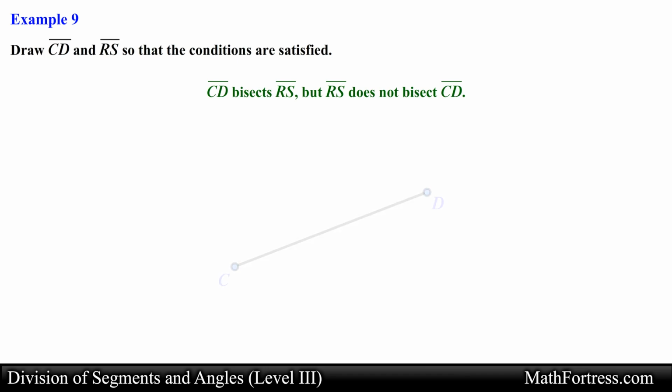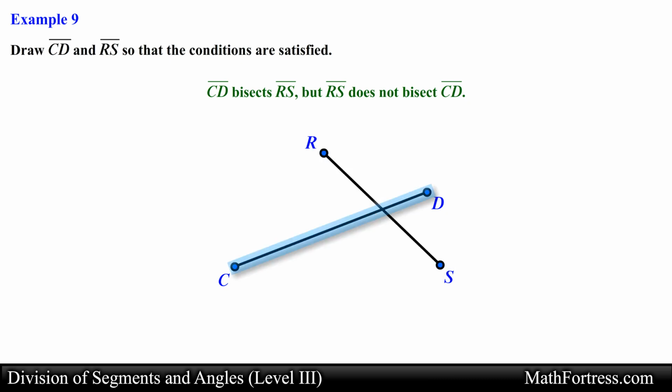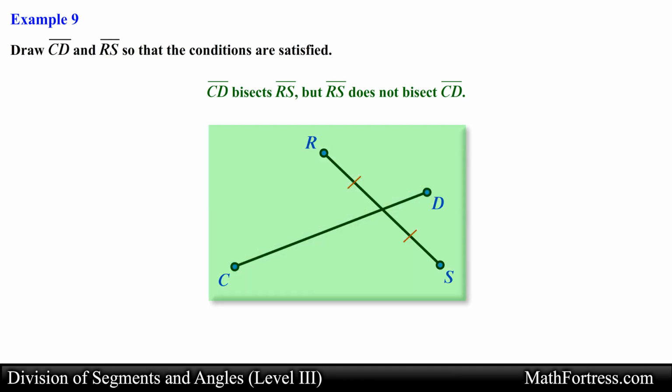Just like the previous 2 problems, let's draw 2 line segments, making sure that segment CD intersects segment RS around its midpoint, as follows. We also need to make sure that the midpoint of segment RS is not the midpoint of segment CD. We can illustrate this by drawing single tick marks on segment RS, as follows, making sure we do not add any tick marks on segment CD. So this diagram is one of many possible drawings that satisfy the conditions.